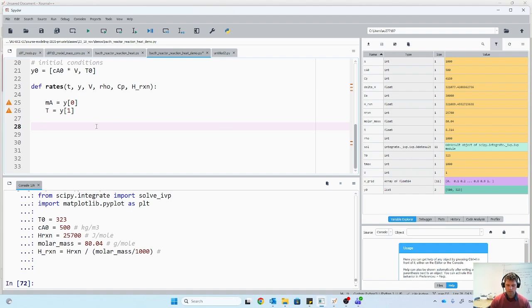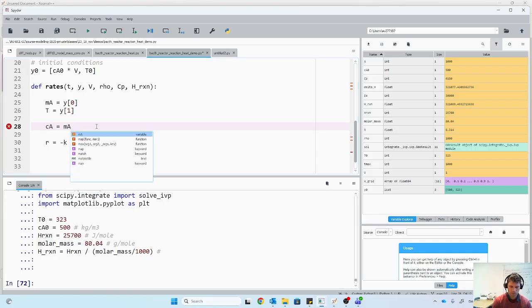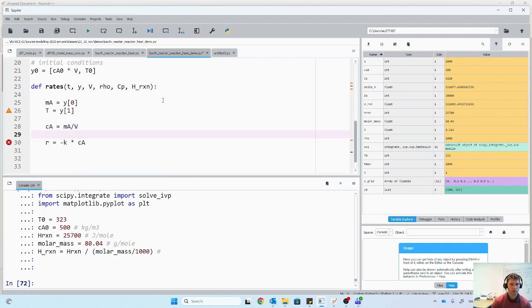Then we need to calculate the reaction rate. So that is equal to R. We assume it's a first order reaction times Ca. So we need to calculate Ca, the concentration of the compound A, but we only have the mass of A. So we need to say Ca is equal to Ma divided by the volume. And we also have not passed K to our function yet.